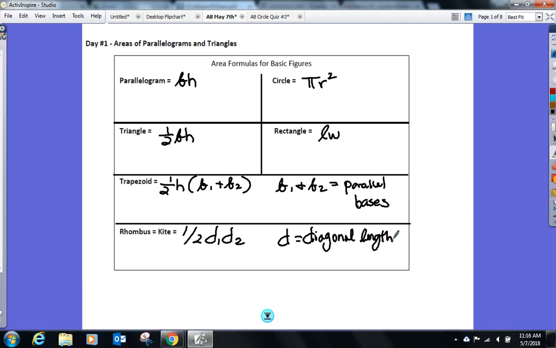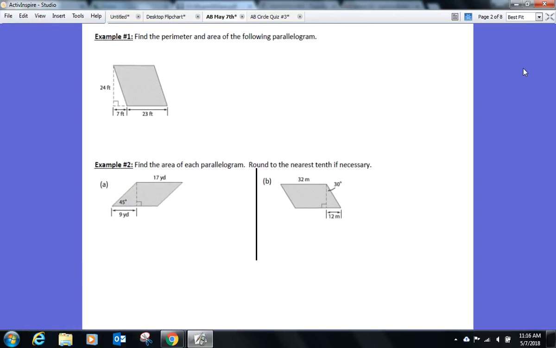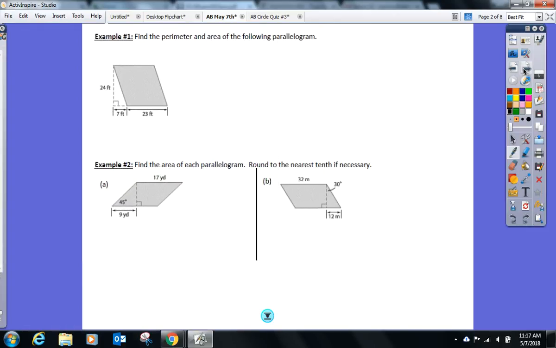Here's our focus today. Parallelogram and triangle. The other ones will be tomorrow. All right, that's our focus today. Parallelogram, triangle. Ready to crunch some serious numbers here. Correct, yes. 1/2 diagonal 1 times diagonal 2. Yep. All right, let's roll.